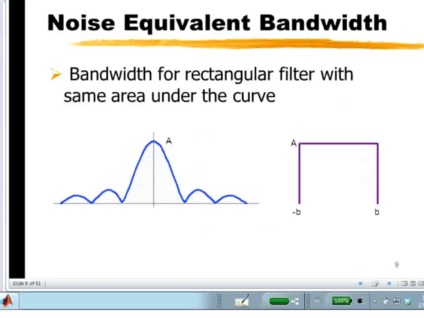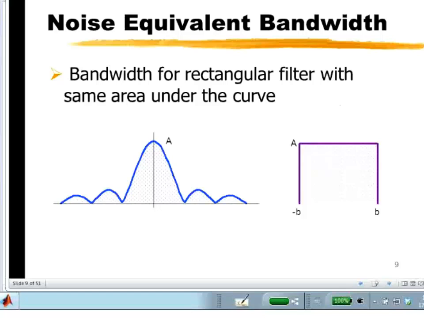Now a second definition, and one that we need when we're modeling noise effects, is something called the noise equivalent bandwidth. So in this case, on the left in blue, we have an arbitrary frequency response with infinite frequency support. I think this is obviously a sinc function, but just say it's arbitrary. We take the area under the curve, and we can do this numerically if we have to. We can do it analytically if we have a good expression for it.